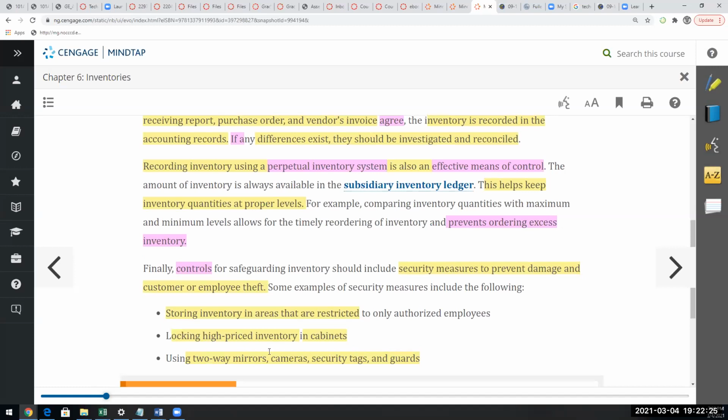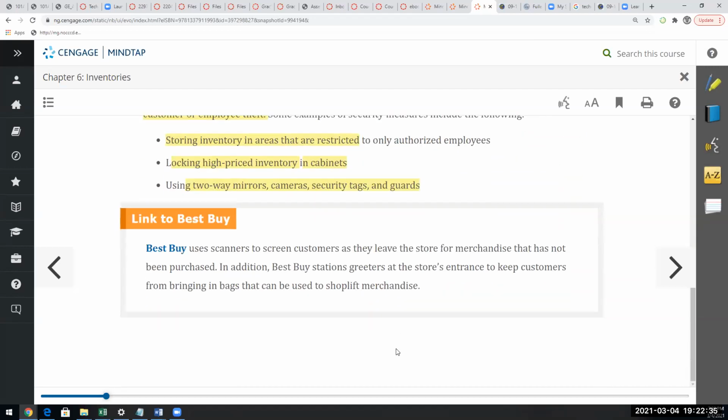You also use some other safety devices, two-way mirrors, cameras, security guards. Costco does that. As you walk out the door, you have to show them the receipt, and they kind of put a happy face on it, whether they do at Costco. But you can kind of see what's going on.